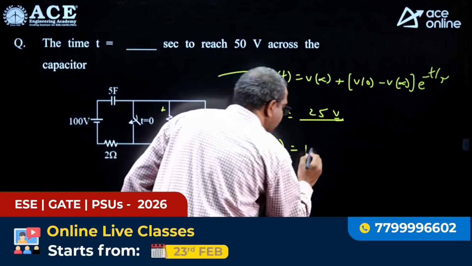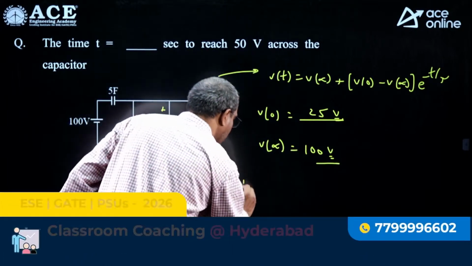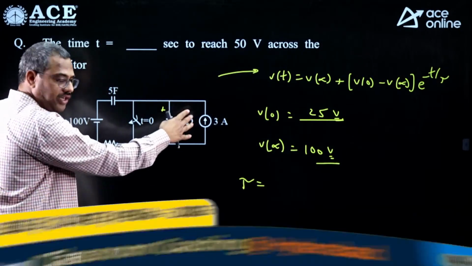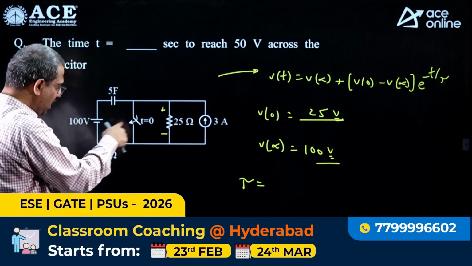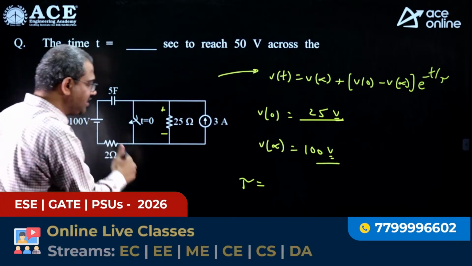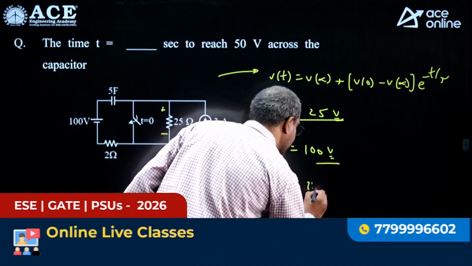So V of infinity is 100 volts. Yes or no? Yes, V of infinity is 100. Then what about the time constant after the change? Now after the change, the switch has closed and this is an independent circuit. Tau is RC. After the switch has closed, this circuit only interacts with the capacitor, so tau is RC, which is how much? 2 into 5, 10 seconds.